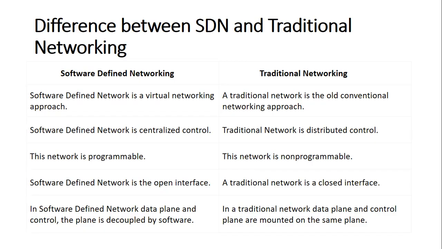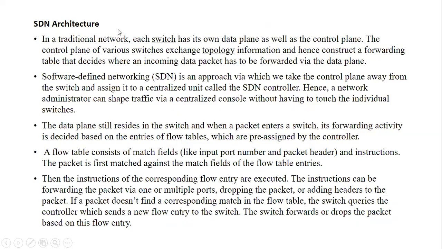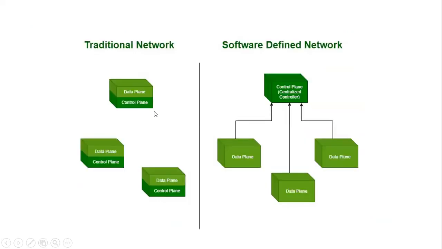In software defined network, the data plane and control plane are decoupled by the software, whereas in the case of the traditional network, the data plane and control plane are mounted on the same plane. There is not much difference between these two planes in the traditional network approach. So this is all about the SDN network, and in the next lecture we will see the architecture in more detail.